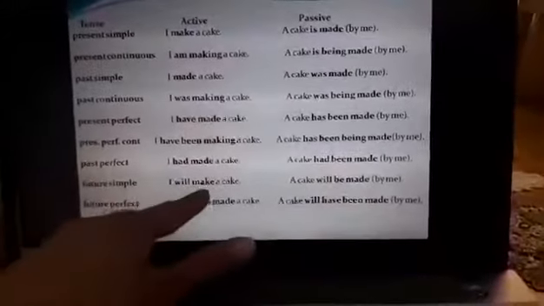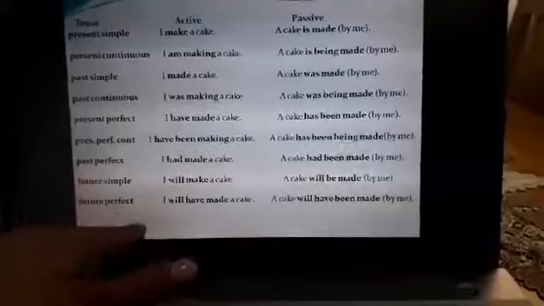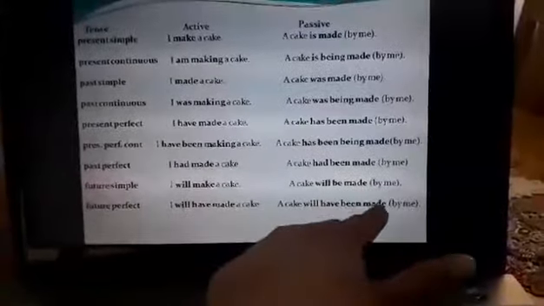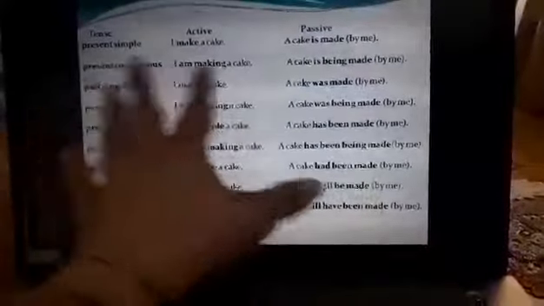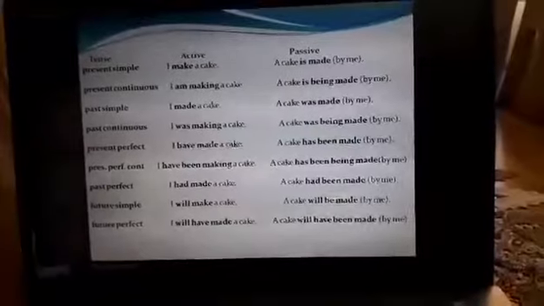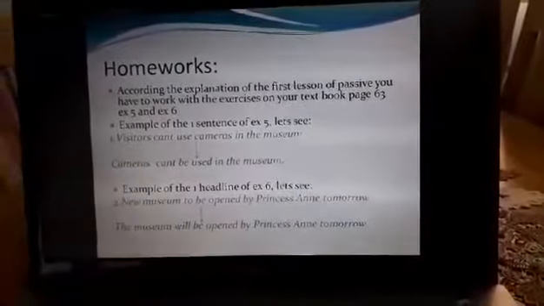Future. I will make a cake. A cake will be made. And the future perfect. I will have made a cake. A cake will have been made. So students, I think it's clear to see how we can change from all tenses, and then you can work individually. Let's see your homework.